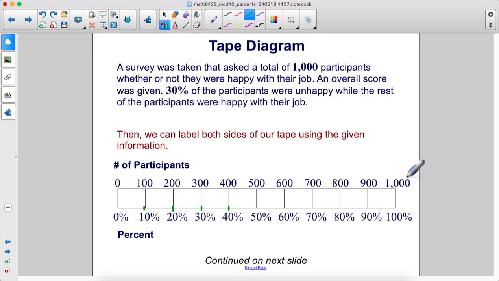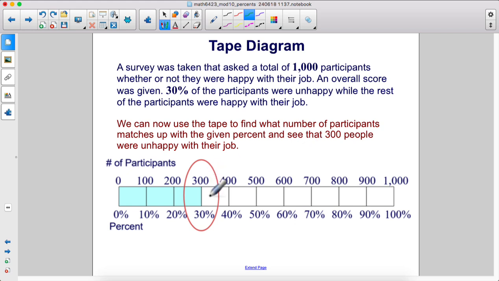Then we take that 1,000 and we divide it by 10 as well. So each of the marks will represent 100 people. So here, the first mark is 10% of the people, which will equal 100 people. So you can see that on the top, we have a scale that goes up to 1,000, down here up to 100. We can now use the tape to find what number of participants matches up with the given percent. So they tell us that 30% of the participants were unhappy. So we shade in 30%. So from here to here. And we can see that that represents 300 people.